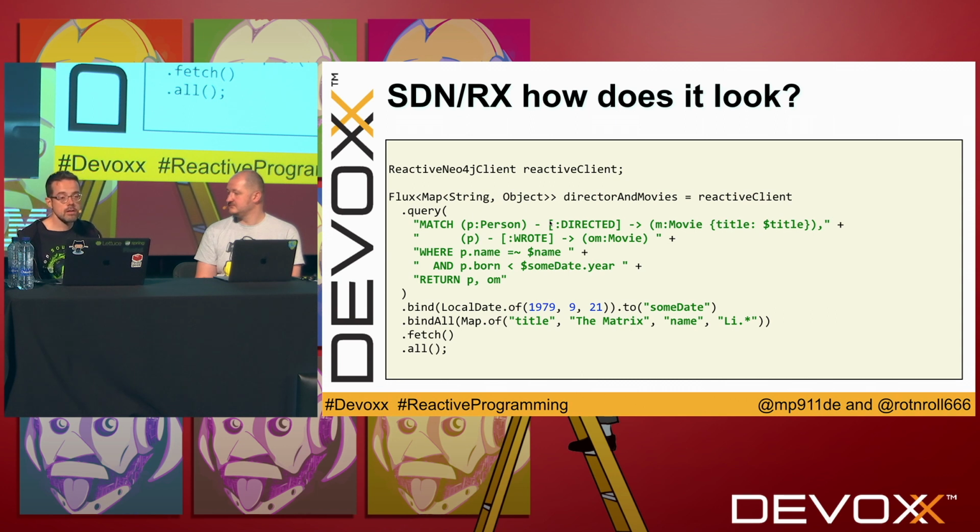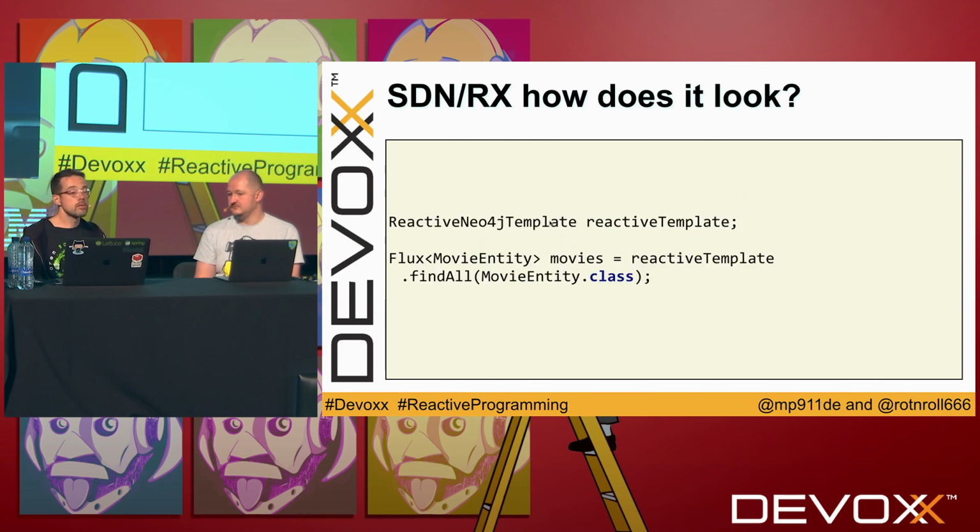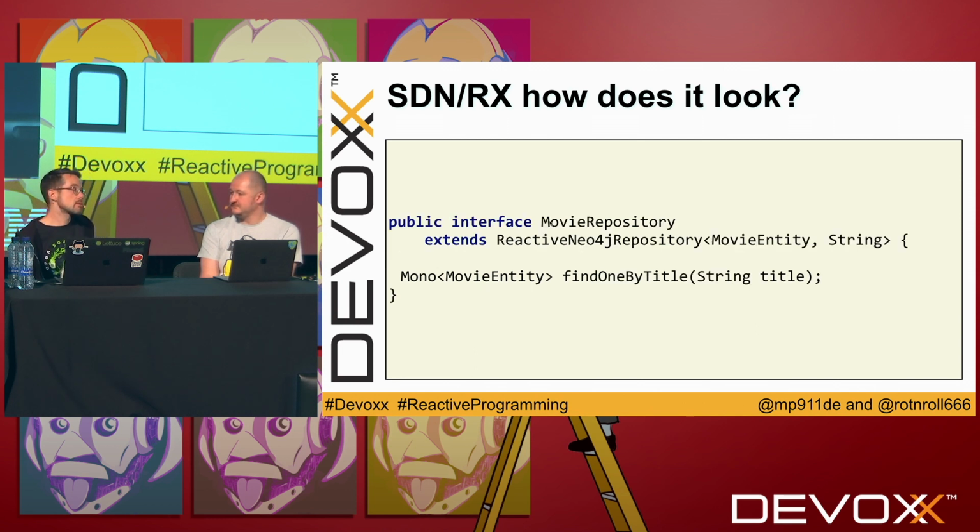The query language is not SQL but Cypher, but it doesn't matter. The principle is the same. I don't want to hide something powerful from my users. So that's the reactive client. The reactive template would look like this. Basically, very similar to what people are used to in Spring Data, the Mongo template. I think the Mongo template works the same way. And the repositories, it's just plain Spring Data repositories. People either love or hate them. I love them, actually.